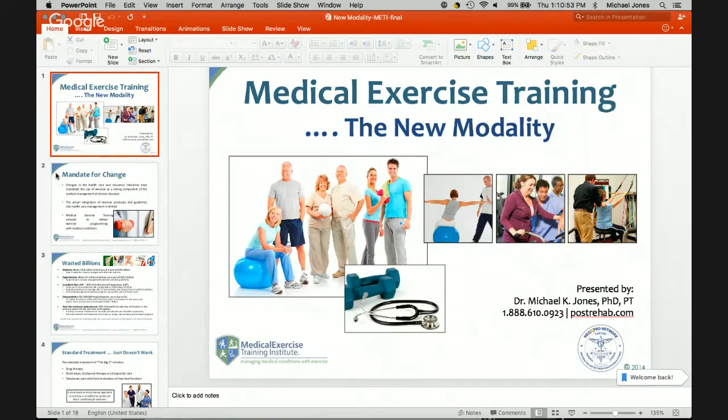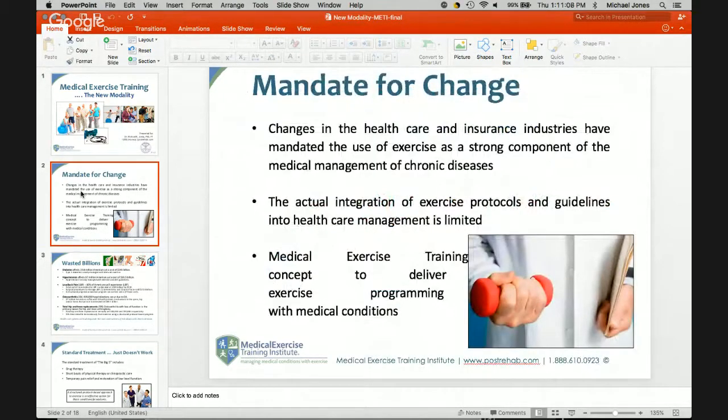Next slide here. Okay, now notice on this slide, this first slide has got all your contact information on it. Normally we would have your logo down here in the lower right-hand corner. We would have our Medical Exercise Training Institute over here on the other side, and that would take us to the second slide.